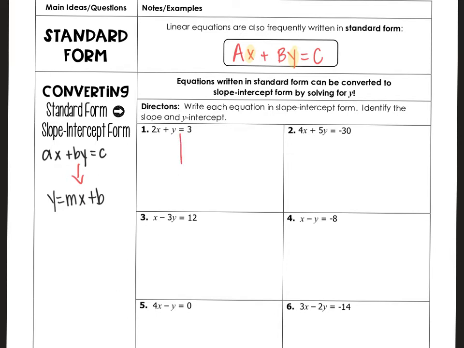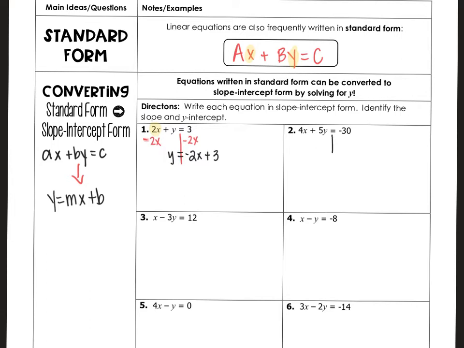So our first thing here for number 1 is we have 2x that's on the same side as y. To get rid of a positive 2x, we are going to subtract 2x from both sides. And we'll be left with positive y equals, now negative 2x and 3 are not like terms, so we're going to leave it as negative 2x plus 3.